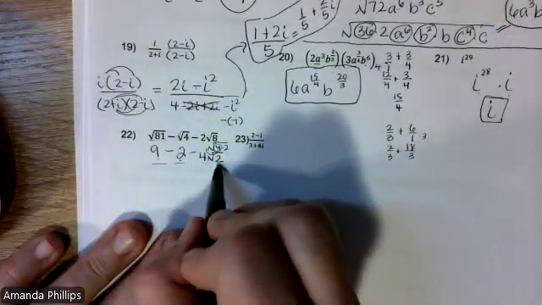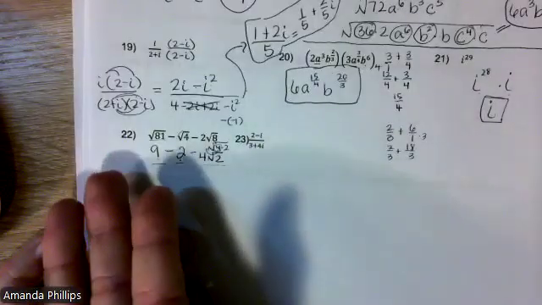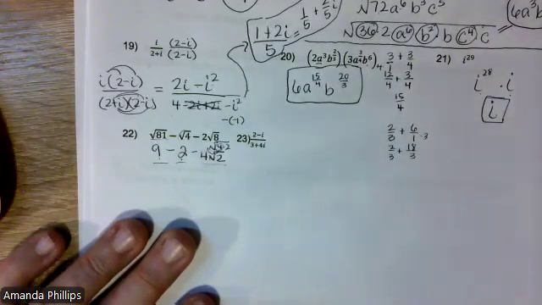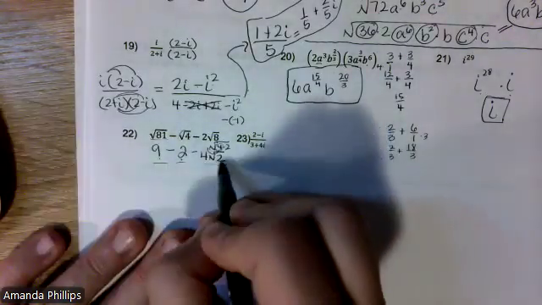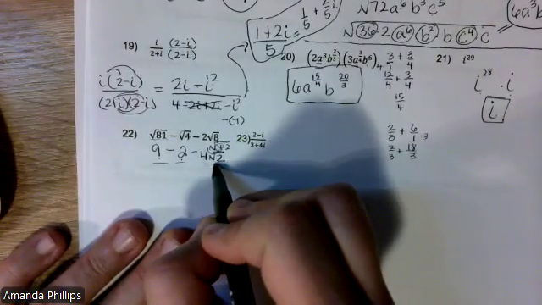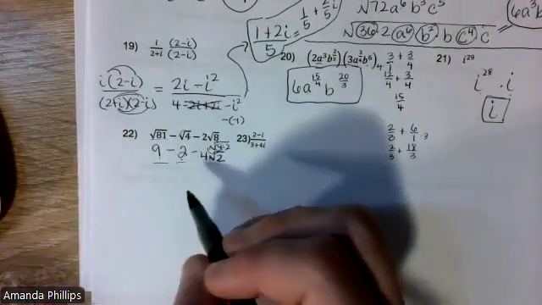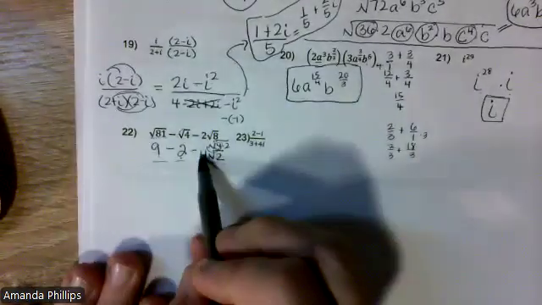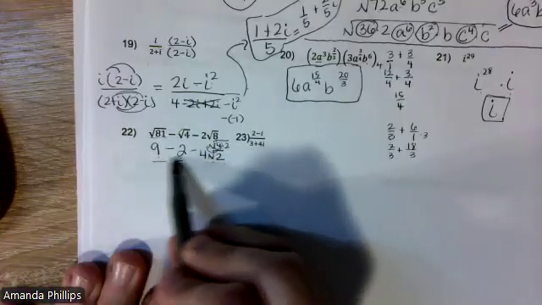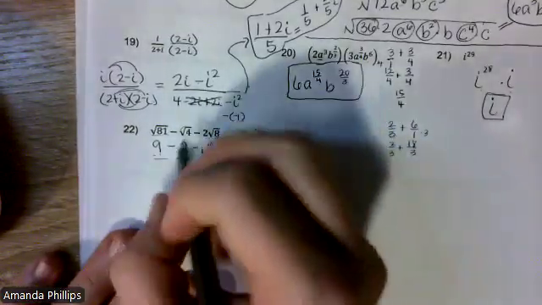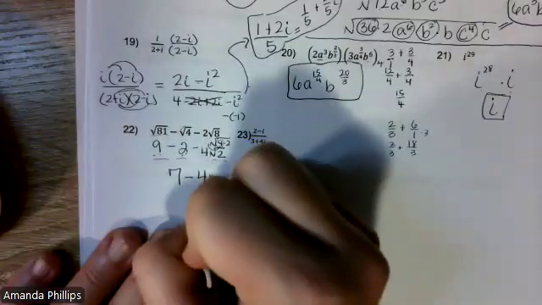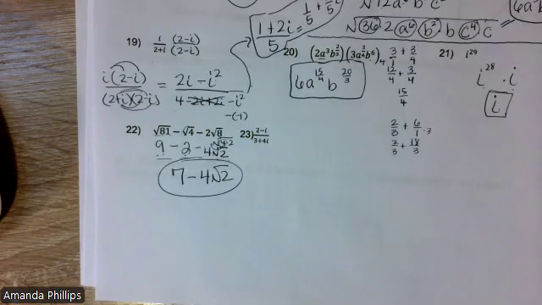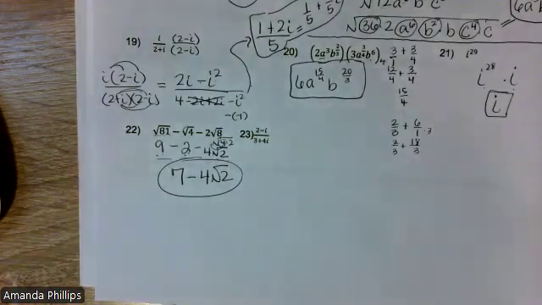And remember, this one's like 4x, right? So we couldn't combine the 9 and the 4 because you're treating them like variables. Since this one has a square root of 2 attached, we can't do 9 minus 2 minus 4. This one is not a like term with these, okay? We can do 9 minus 2, which is 7, and we can leave the 4 square root of 2. So that's as simple as we can get that one.